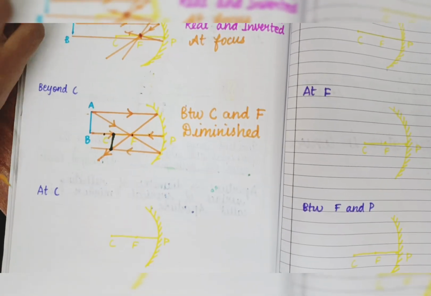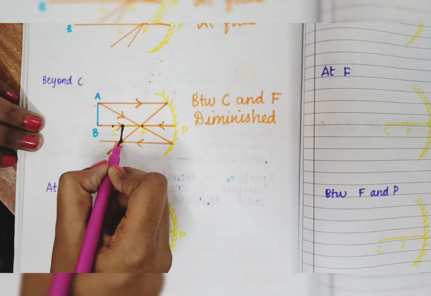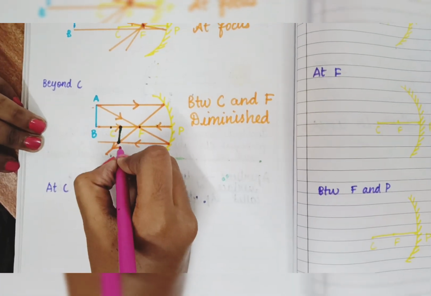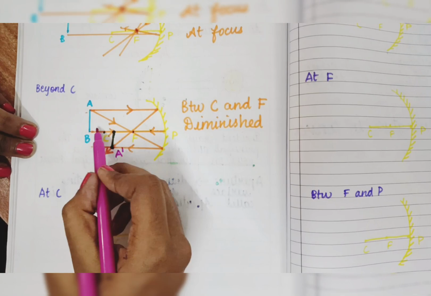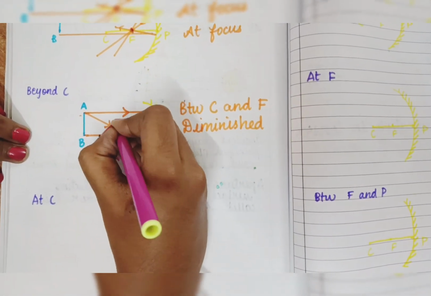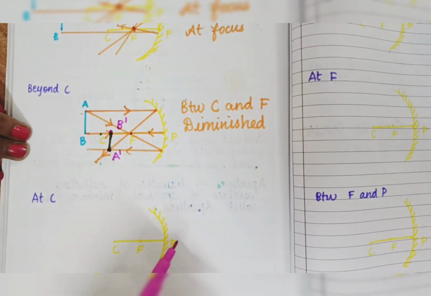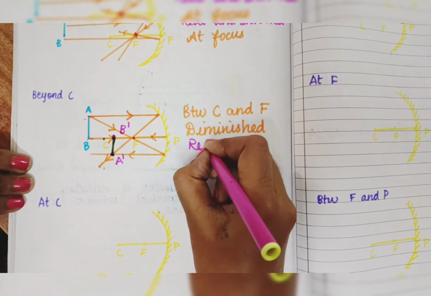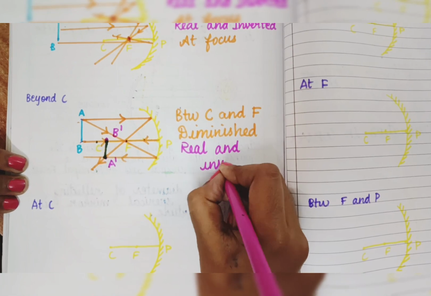How can we name the image? I have already told you the reflected rays belonging to the incident rays passing from A meet here. So let's name this as A dash. This reflected ray is from B. That's why we are naming it as B dash. So A dash B dash shows that the image is inverted. That's why we say that the image formed is real and inverted.